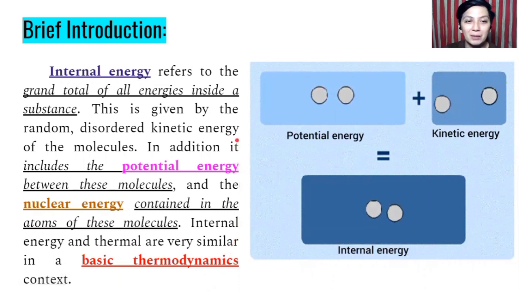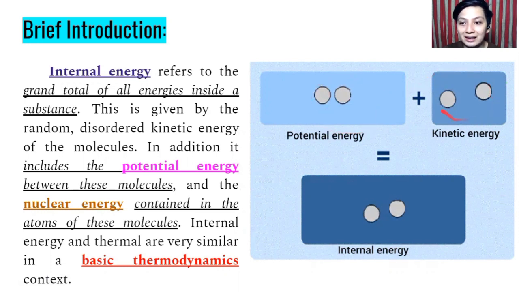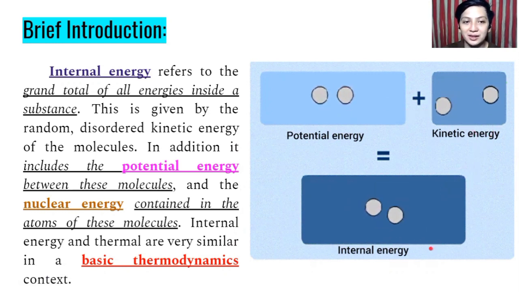Okay, so para mas malaman natin internal energy, it is the combination of the potential energy of the object, the kinetic energy of the object. In totality, that's the internal energy of the object. Okay? So, ito yung kanyang illustration. See? There you go. The grand total of all energies inside a substance, whether potential or kinetic.